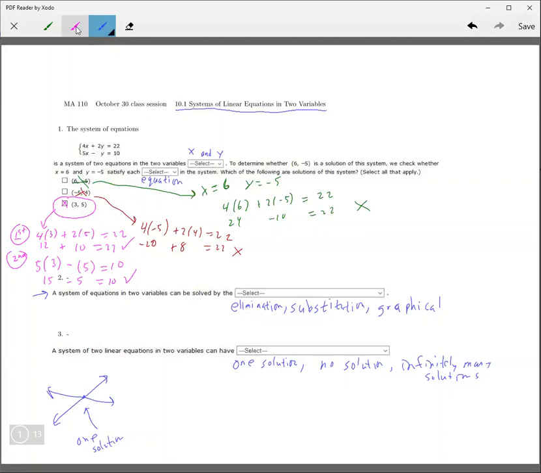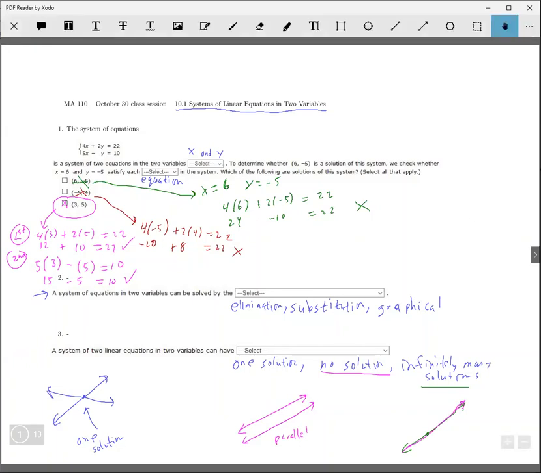Now you could have no solution. No solution would be where you have parallel lines. You have parallel lines, and then there's no solution. And then infinitely many solutions would be where you have, say, that's one line, and let's say your other line is just the same line. If these are both the same line, then you'll have infinitely many solutions, and any value along that line is going to be a solution. Okay, so those are the 3 possibilities.